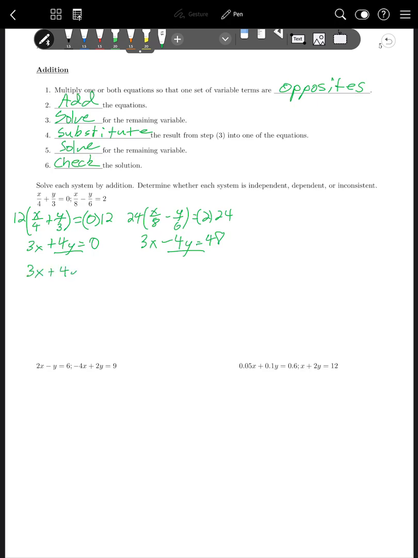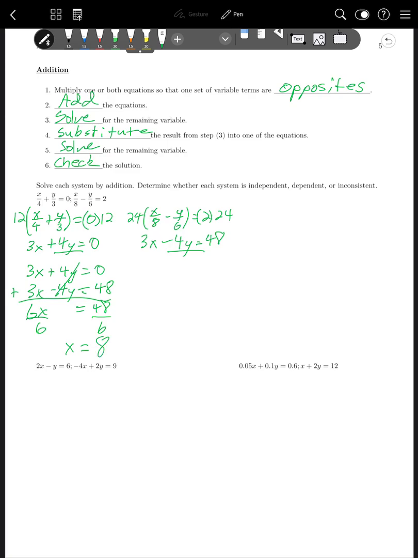So 3x plus 4y equals 0, plus 3x minus 4y equals 48. And so notice, I need these to be lined up so that I can combine like terms. So 3x plus 3x is 6x. 4y plus negative 4y is 0, and 0 plus 48 is 48, and then just divide by 6, and we get x equals 8. Okay, so x equals 8.